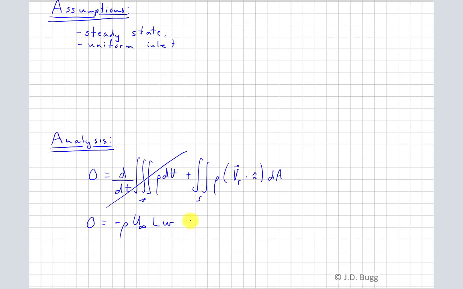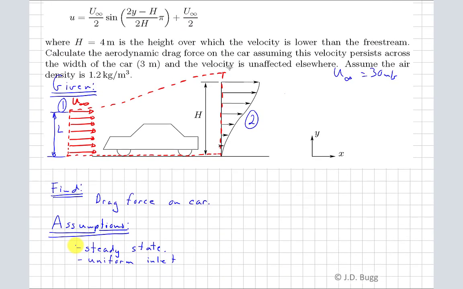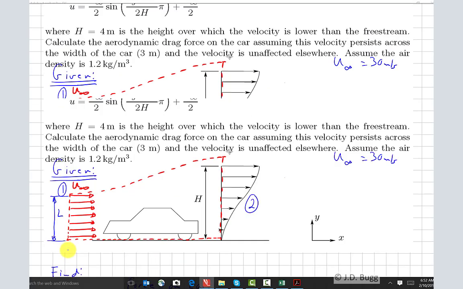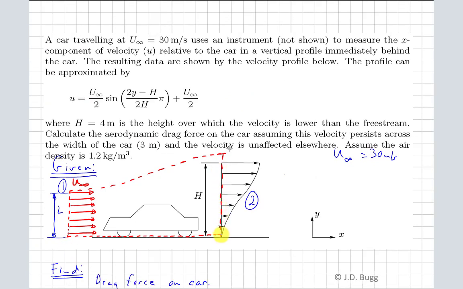Then the exit portion we have to integrate because it's non-uniform. So we have the density. Notice that this V_R dot n is the component of the velocity perpendicular to our control surface. Well, that's exactly what u is. So for the V_R dot n, I can just put in this u, and then dA is going to be dy dz, so dy in this direction and dz in and out of the screen to cover that exit area.